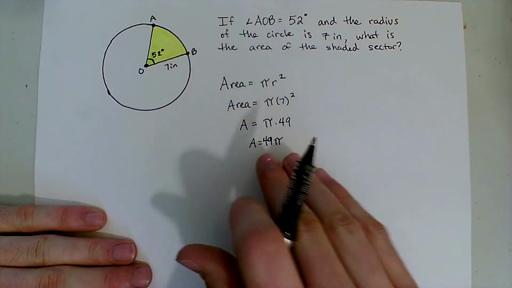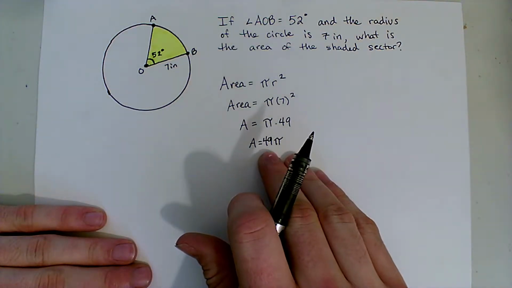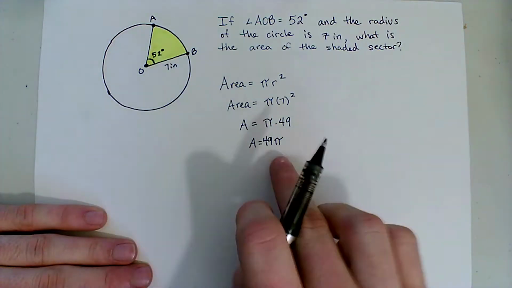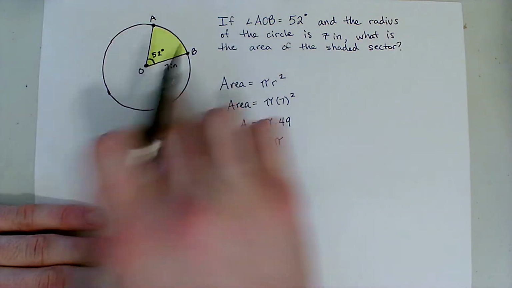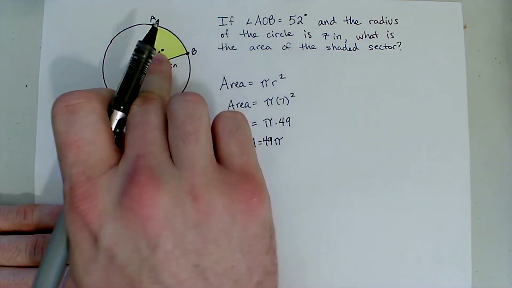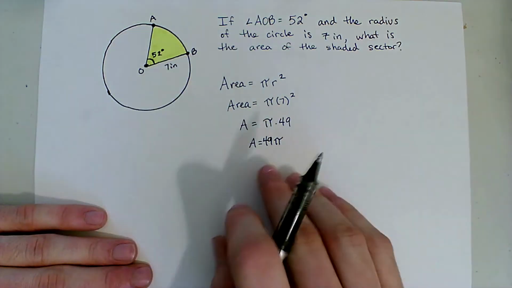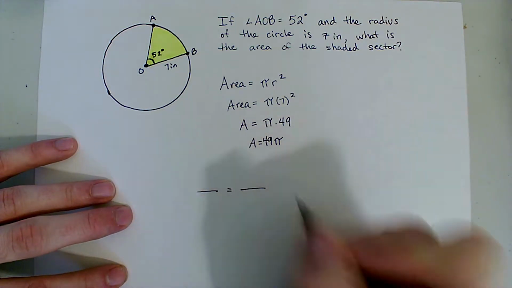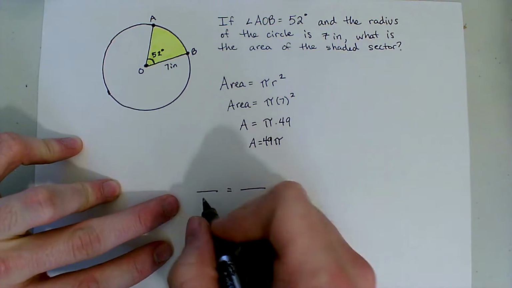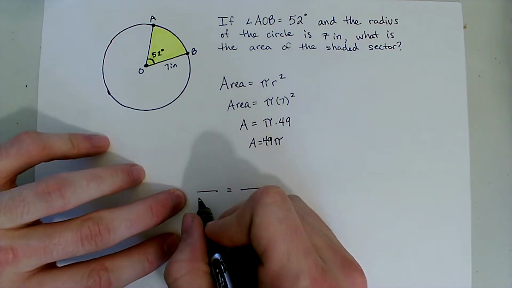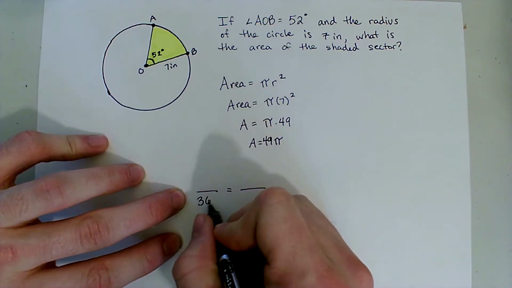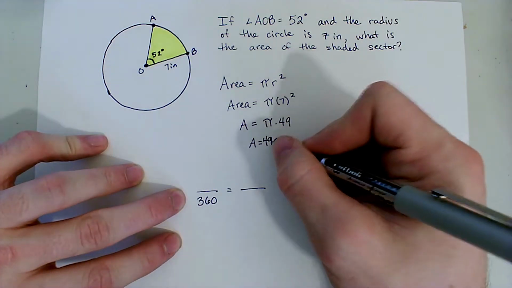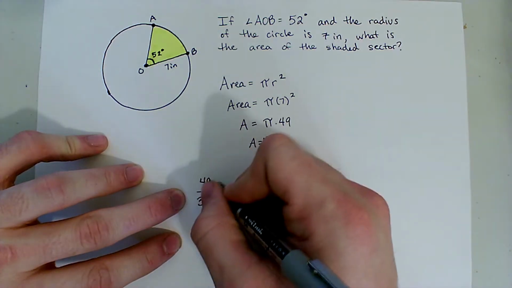Now that I've got the area of the entire circle, I want to set up a ratio so that I just find the area of a chunk of the circle. So this represents all of the circle, but I'm going to find the area of just a piece of it. So we're going to set up a ratio. We're going to have a fraction set equal to a fraction, and I like to put the degrees of the entire circle on the bottom. So the entire circle is 360 degrees, and the entire area is 49 pi.